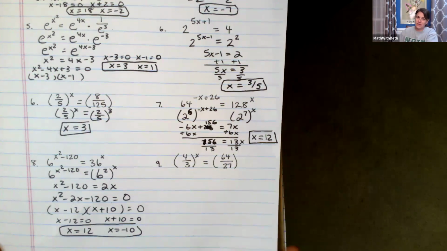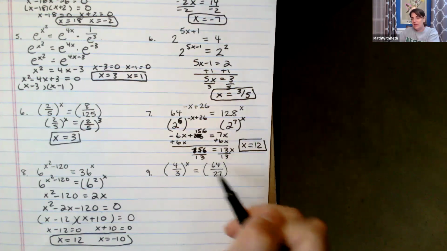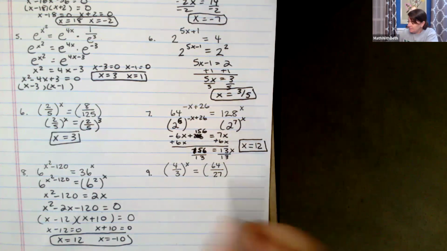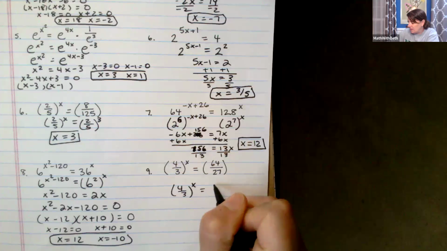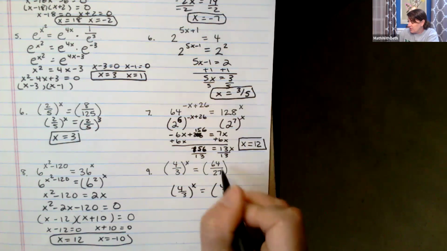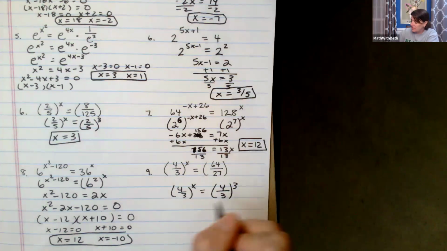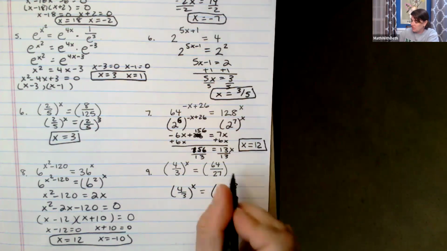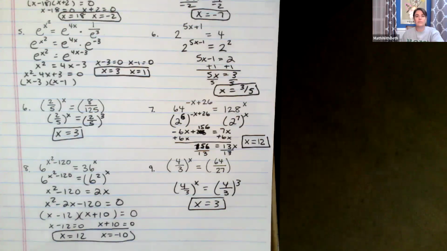Okay, and the last one is another fraction, so if you want to pause and try it, but you can probably rewrite the 64 over 27. And you can. 4 to the third is 64. 3 to the third is 27. So 4/3 to the third would do it. And that leaves you with x equaling 3.